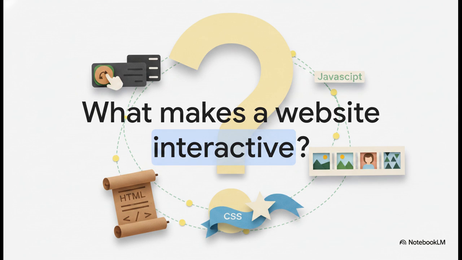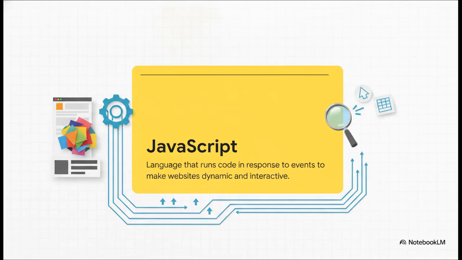See, HTML gives us the raw structure, and CSS gives us the style. But honestly, neither of those can truly react to you in real time. That is where JavaScript comes in. It's the engine. It's literally the programming language that lets you run code in response to events. So, like when a user clicks a mouse or presses a key on their keyboard, JavaScript catches that and transforms a flat, static page into a living, dynamic application.